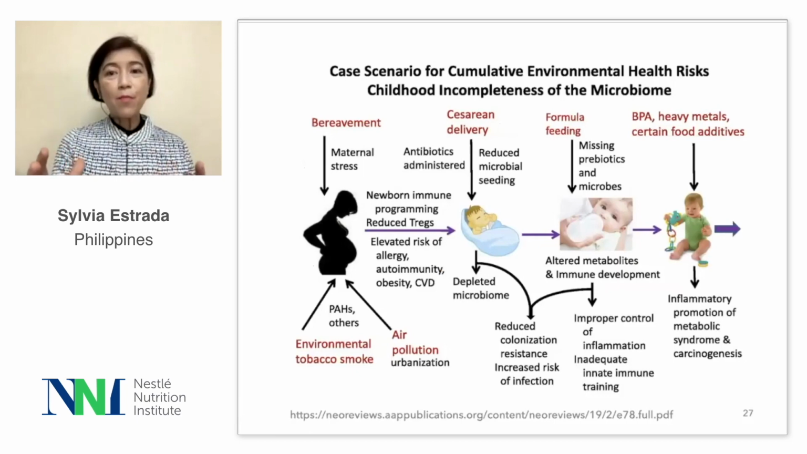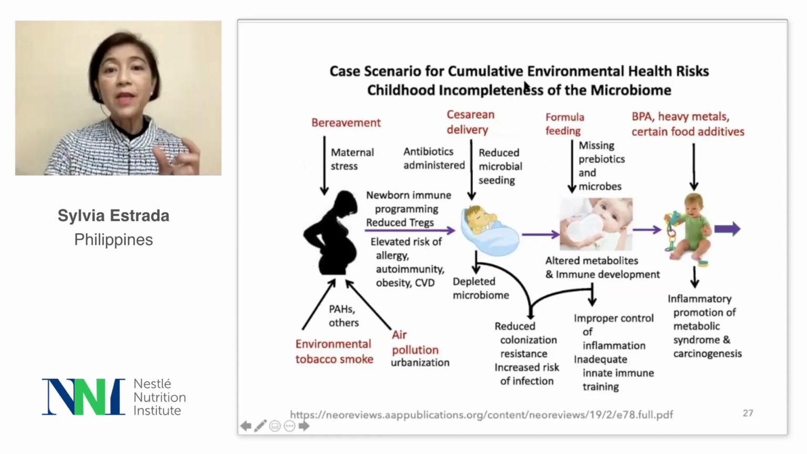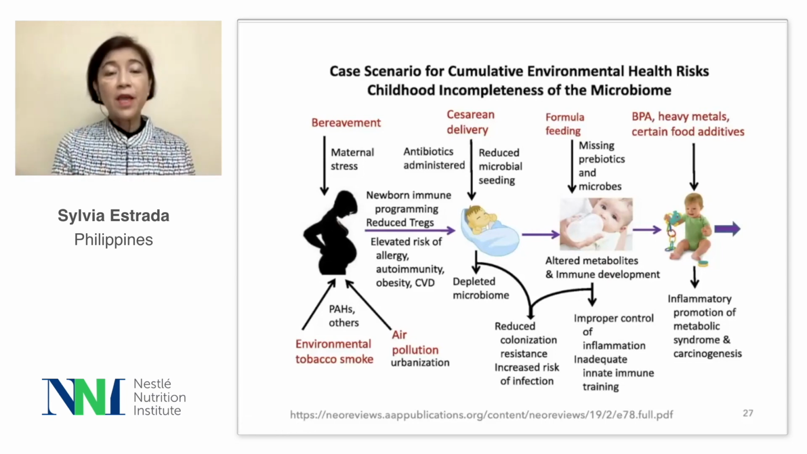This is probably something more concrete. This slide wishes to show you that there is a cumulative environmental health risk that surrounds our children, and because of this, causes an incompleteness of their microbiome. Once the baby is born, you will see that there are many environmental factors that can cause his microbiome to be incomplete or very narrow, putting him at risk for the anti-inflammatory mechanisms to fight disease.